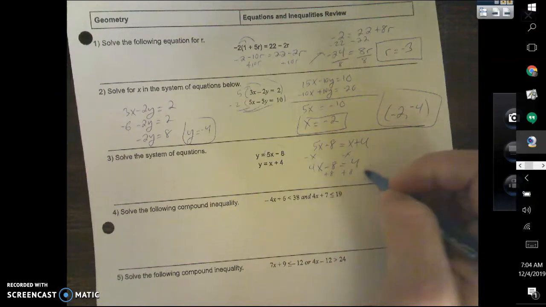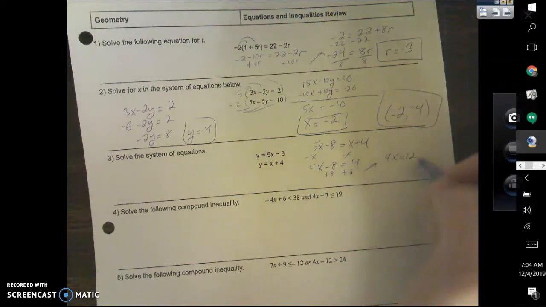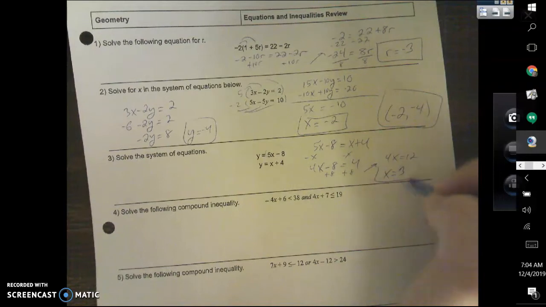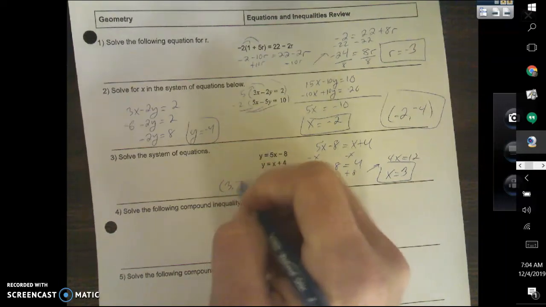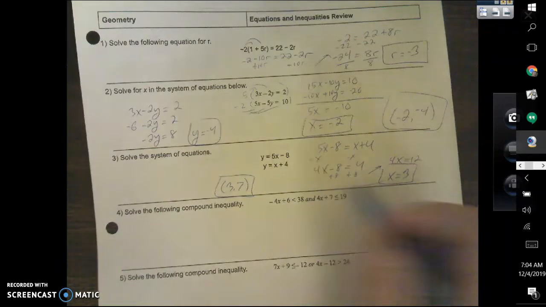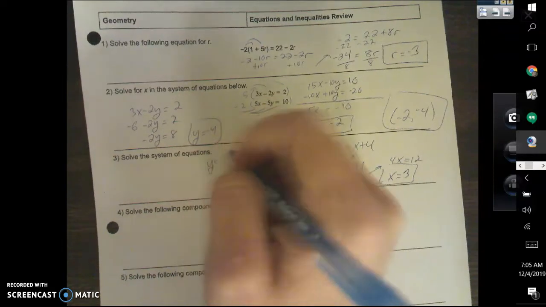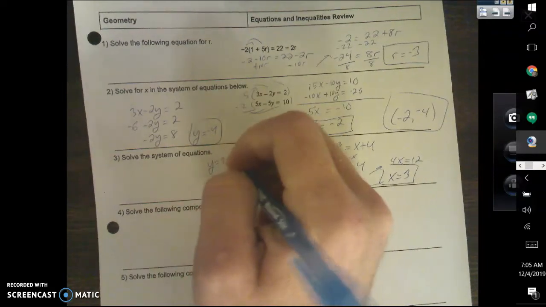Add 8 over, 4x equals 12. X equals 3. Cool. Plug it back in. 3 plus 4 is 7. So 3 comma 7. Okay, just plug this back in. If you want to see the work, it's just right here. 3 plus 4, which equals 7.